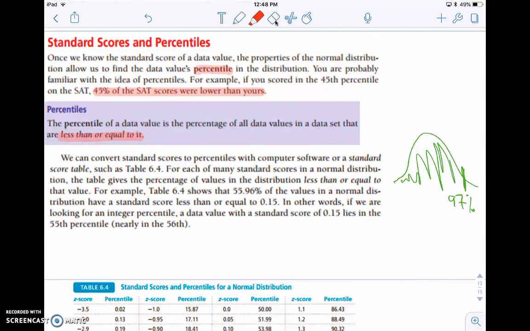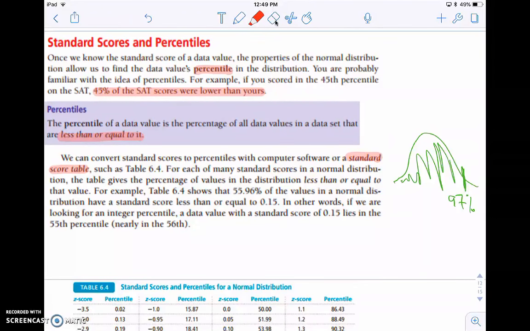So then what we can do is convert these standard scores to percentiles with computer software or a standard score table. We're going to be looking at this table 6.4 right down below here in just a moment. And that's going to help us find a lot of the standard scores in the normal distribution and their associated percentile.